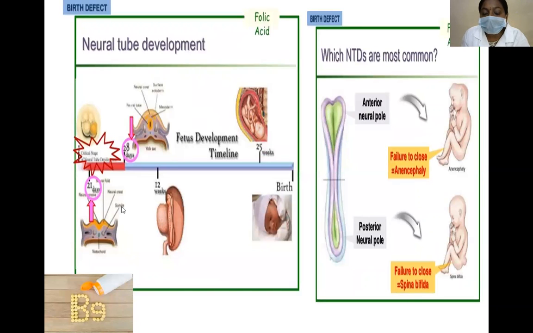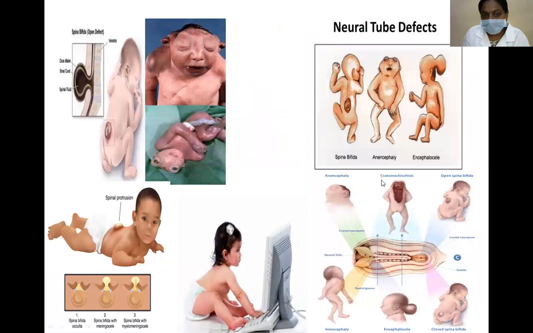Neural tube development. We already learned about neural tube defects in the anatomy classes. These are the most common: spina bifida, anencephaly, encephalocele. Spina bifida occulta, with meningocele, with myelomeningocele.